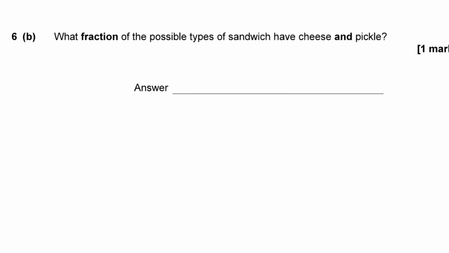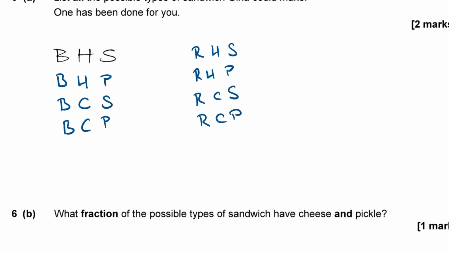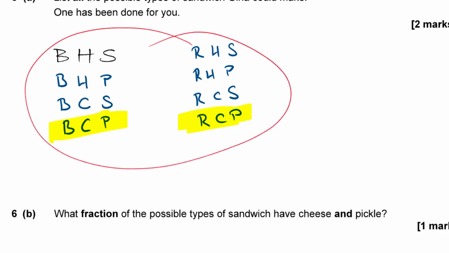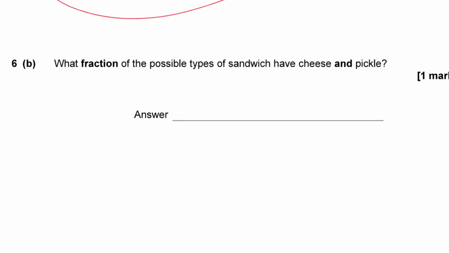So what fraction of the possible types of sandwiches have cheese and pickle? Let's go back to our list. You can see that this one has got cheese and pickle in, and this one has cheese and pickle in. So that is 2 sandwiches out of 8. So the fraction of possible sandwiches that have cheese and pickle is 2 out of 8. Now you could simplify that down to 1/4, but you're not going to get any extra credit if you do or you don't. So either of those answers is acceptable.